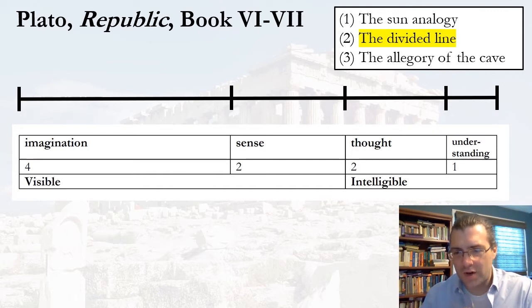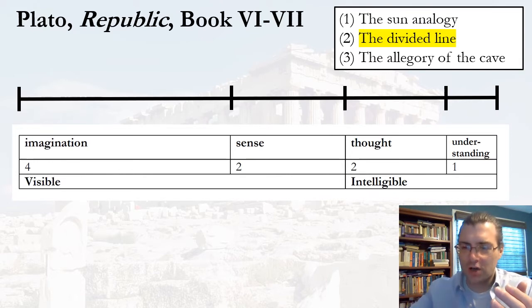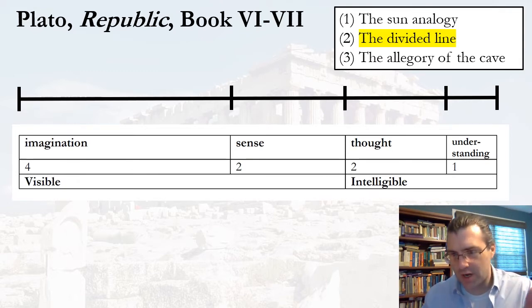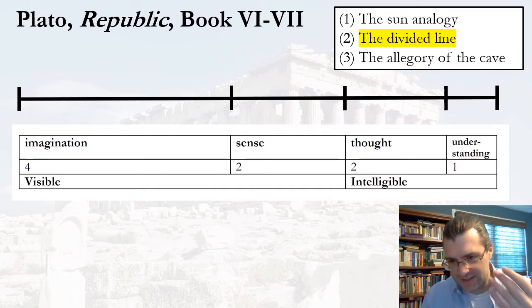Likewise, if you're looking at a horse that itself is looking down at a pool of water, and you look at the reflection of the horse in the water, the reflection is part of the imagination section, but the horse itself is part of the sense section. Why is it part of the sense section? Because we know that individual horse by sensation, by seeing it, by sensing it.